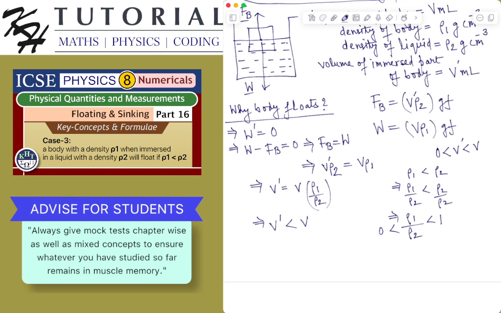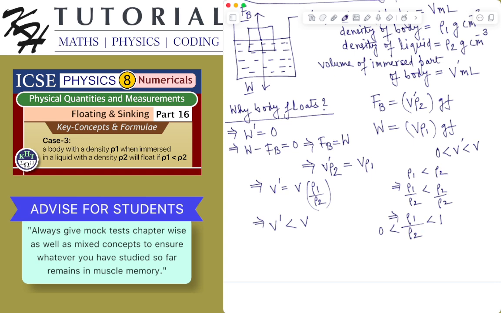So it is quite possible that when rho 1 is less than rho 2, we are having a value of V dash which is less than V. So we can say that for some value of V dash, definitely for some value of V dash which is less than V, and the fact that rho 1 is less than rho 2, we are indeed having Fb equal to W, which means the body will float.